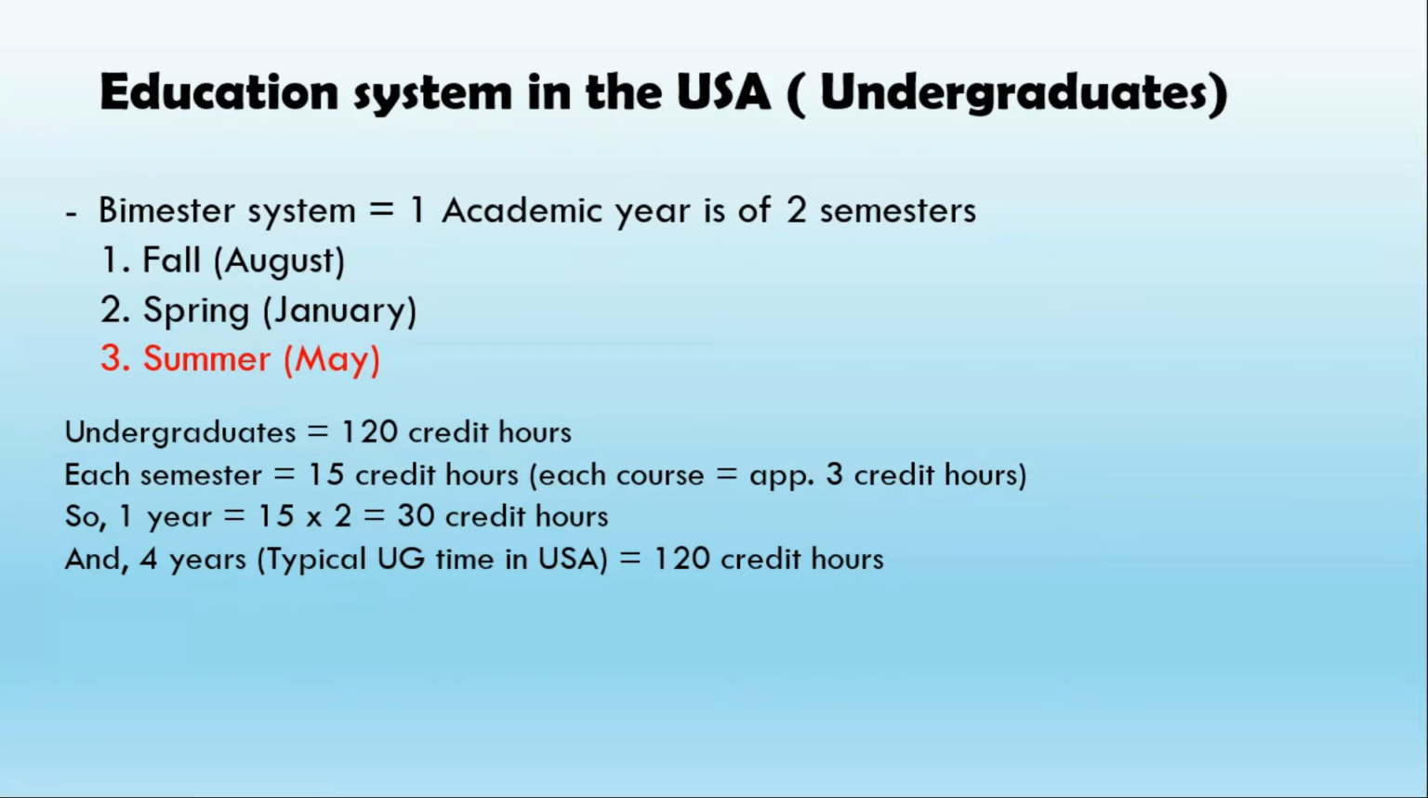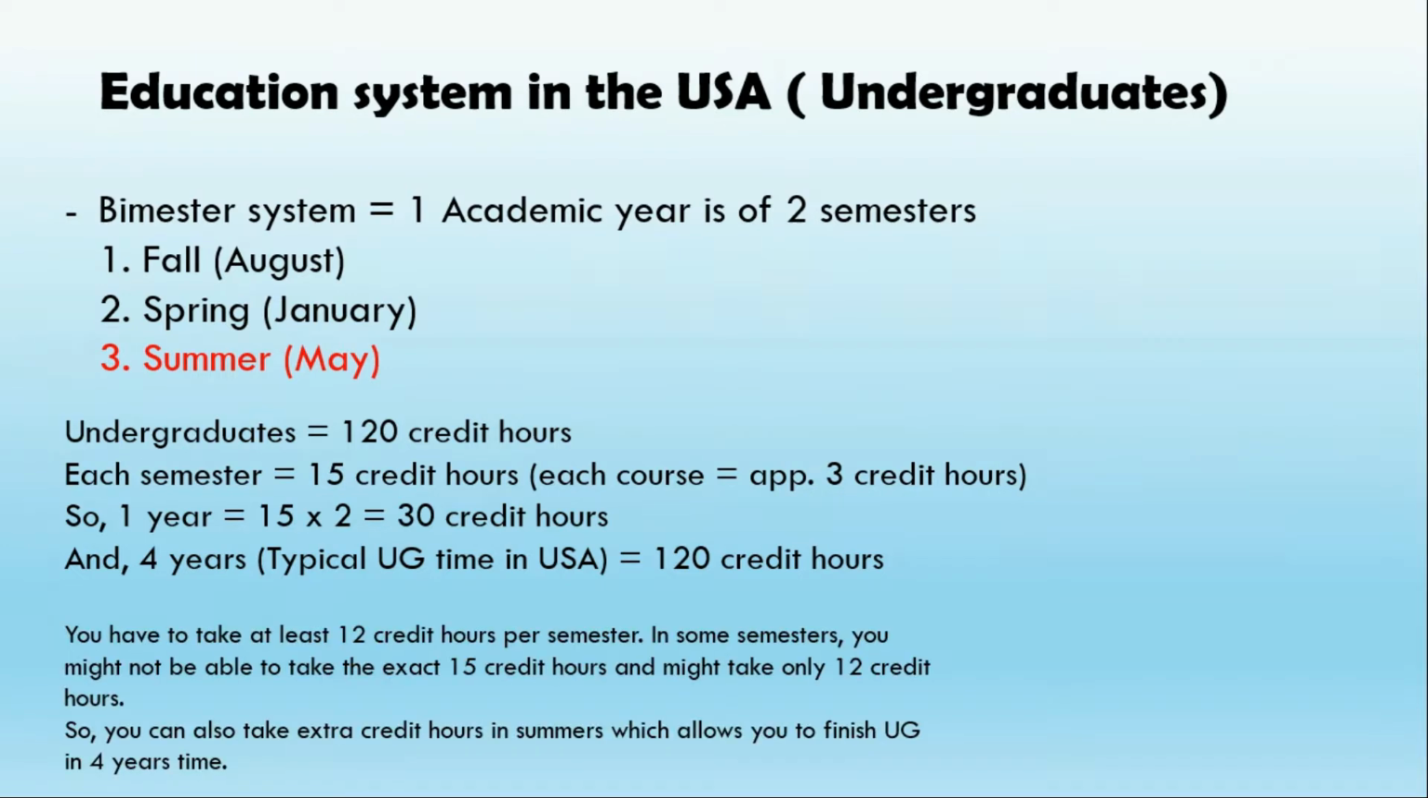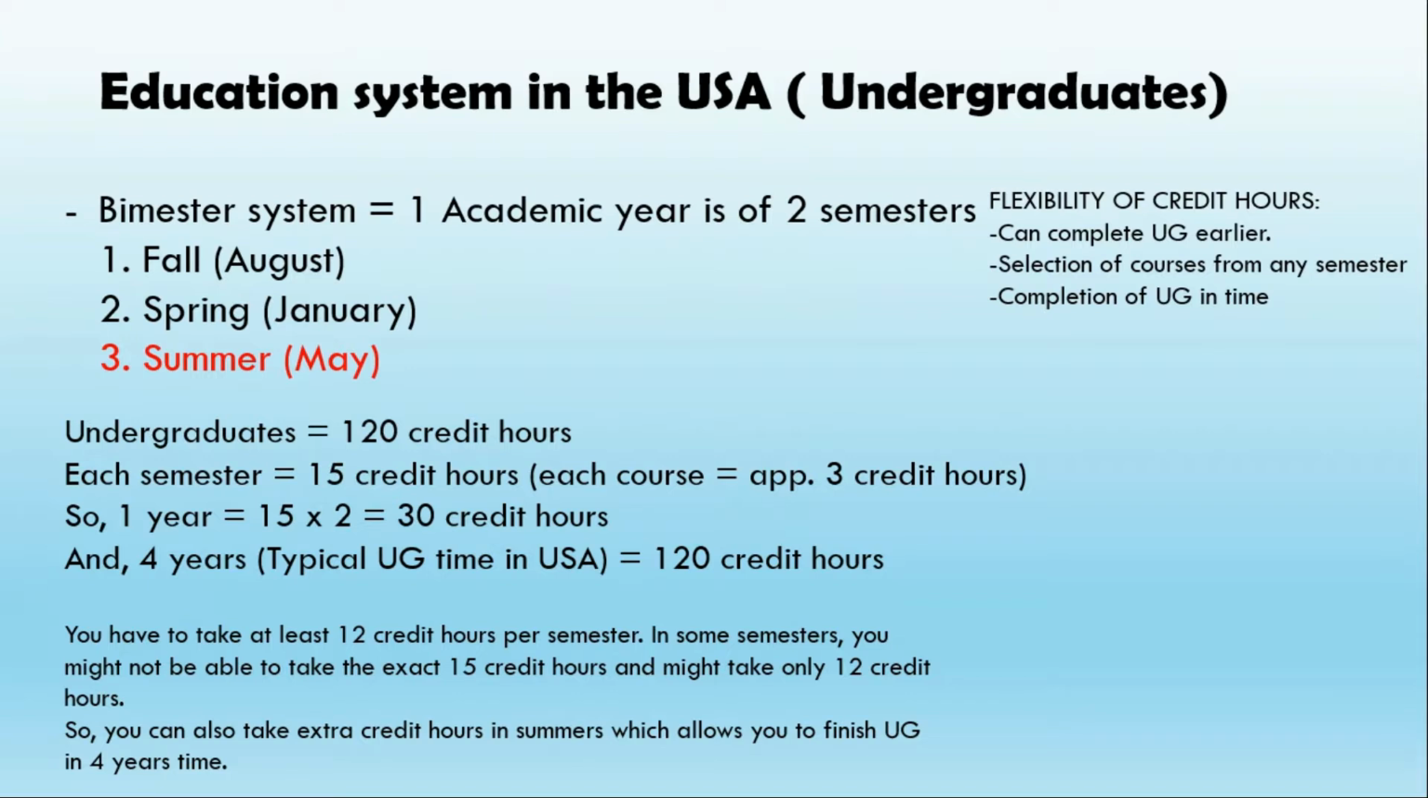So one course is approximately equal to 3 credit hours. So if you take around 15 credit hours per semester, then within 4 years of time you can complete your undergraduation there in USA. So there is flexibility in these credit hours. The one thing is you can complete your undergraduation earlier. For instance, if you take more credit hours during summers or during your semesters, you can even complete your undergraduation within 2 years of time.